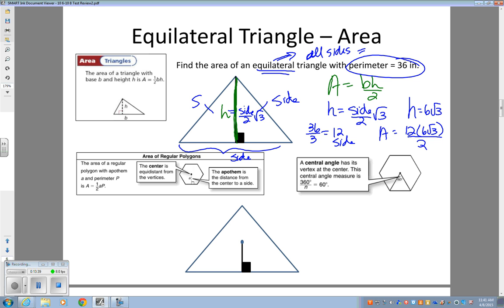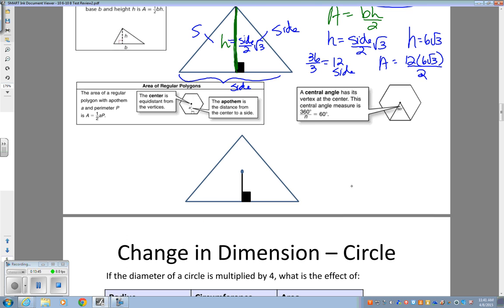Yeah, 36 radical 3. Okay, so here's my thing. What does this line represent on this picture? This is the apothem. Okay? This would be your radius.